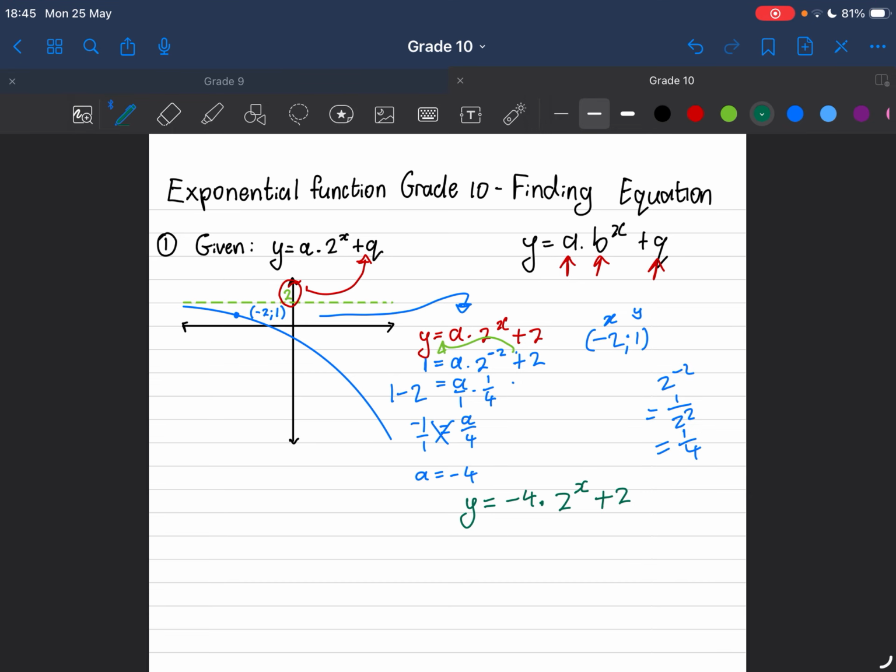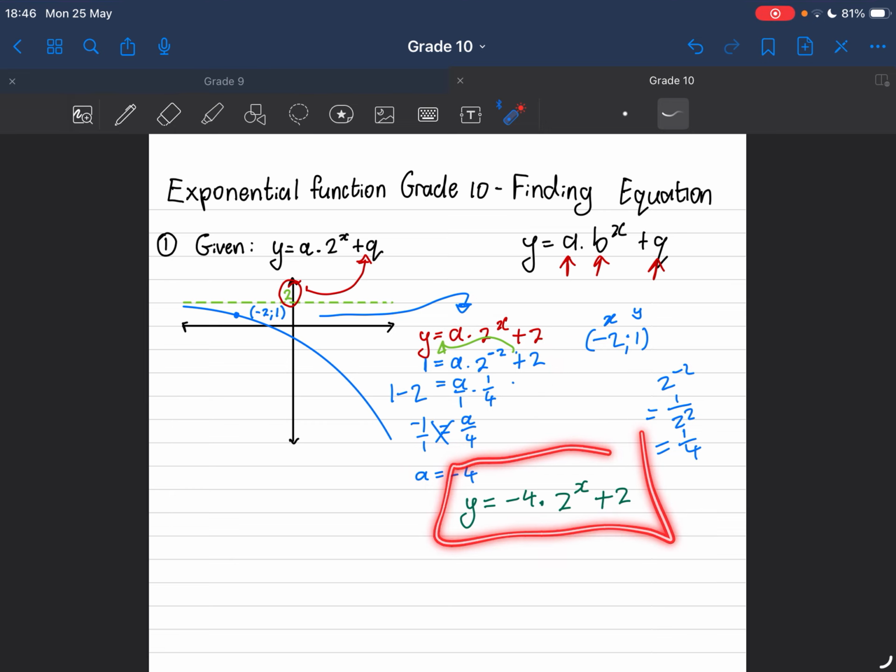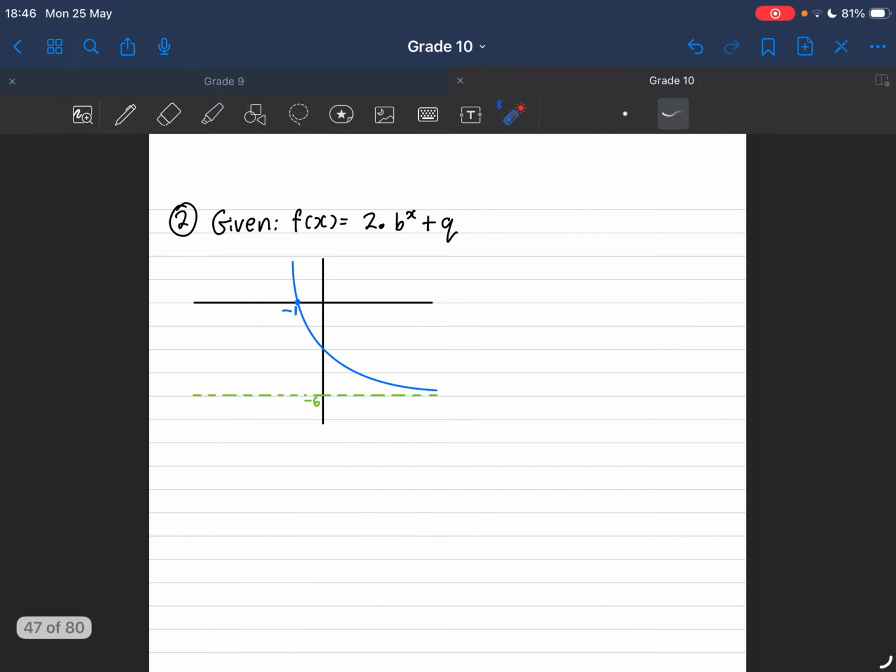So this was if you were given one of these points. Recap, what did we do? We took our asymptote and just subbed it in for q. You took one of the points that were given and subbed it into the equation to find the value for a, and then you put that back in to get your final equation. Alright, let's try it again. At this point, I would highly recommend you just take the leap and try to do this. Even if you get it wrong, it's alright. Just try it on your own.